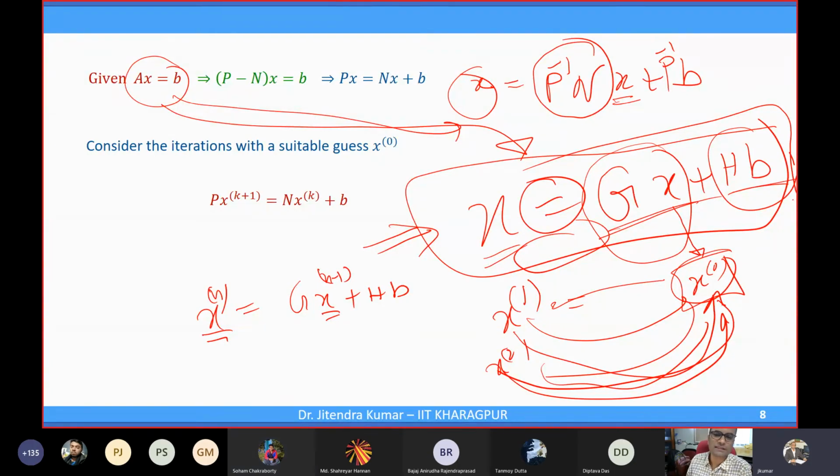Otherwise, you can have your own splitting. It's not that Jacobi and Gauss-Seidel have the only schemes. You can have your own splitting and you will get something. But then you have to check which one is better, whether Jacobi, Gauss-Seidel, or your own. Then you will realize that Gauss-Jacobi and Gauss-Seidel are better because of these reasons.